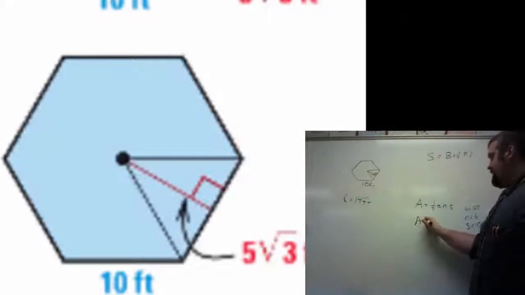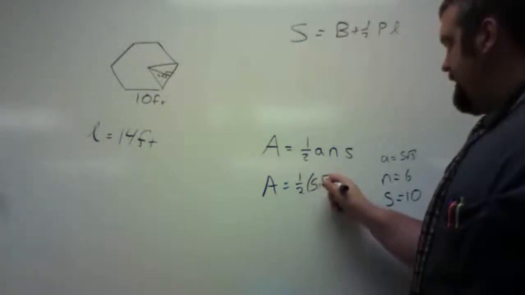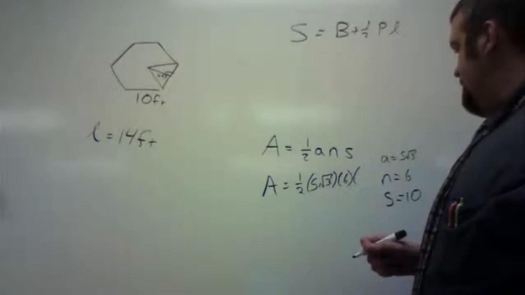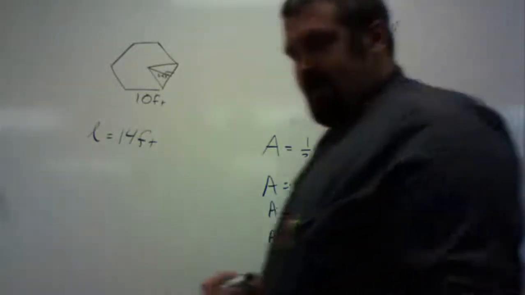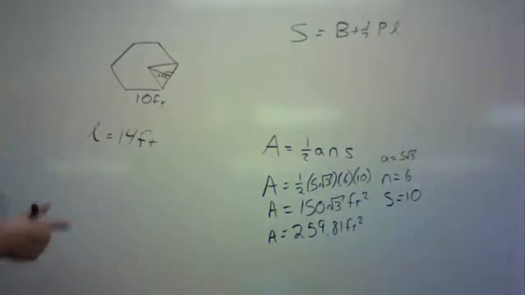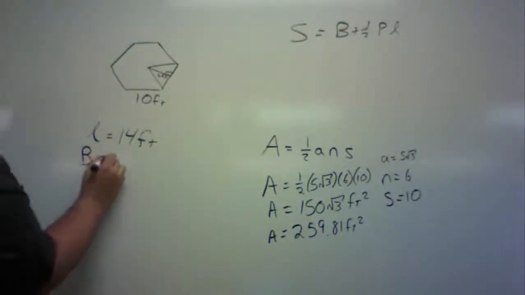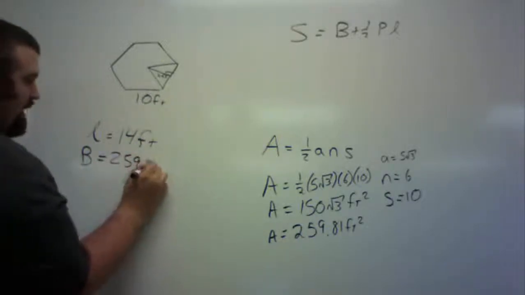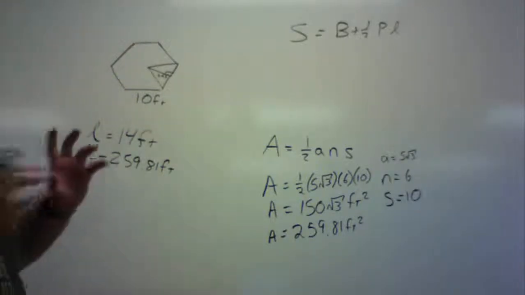So the area equals 1/2 the apothem, 5 square root of 3, times 6 times 10. And then I plug it into my calculator and solve. Alright, that's what I get for my area. And I'm going to put it over here for my calculation of surface area. Capital B I now know is 259.81 feet squared.